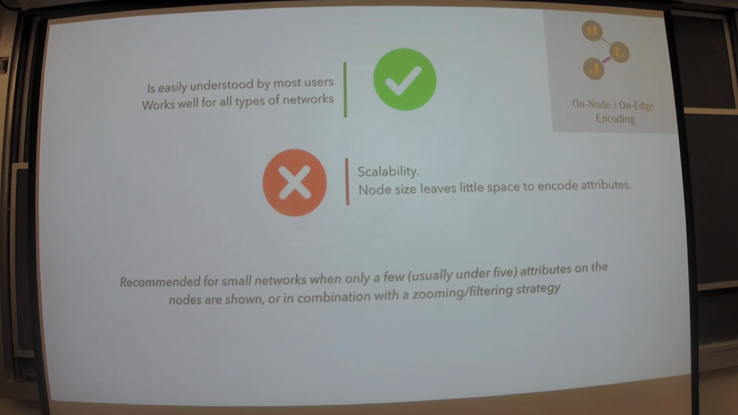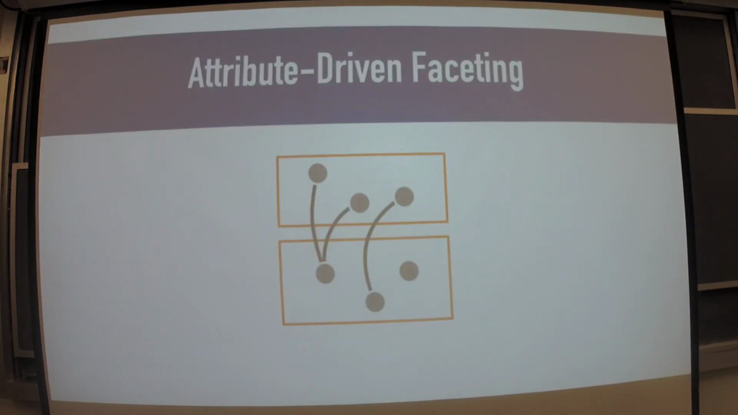And that's another strategy. Okay, so this was the one where, even though it's the most commonly used, it has a lot of restrictions. So let's talk about how we can use the attributes to position the nodes themselves. I'll start with attribute-driven faceting.